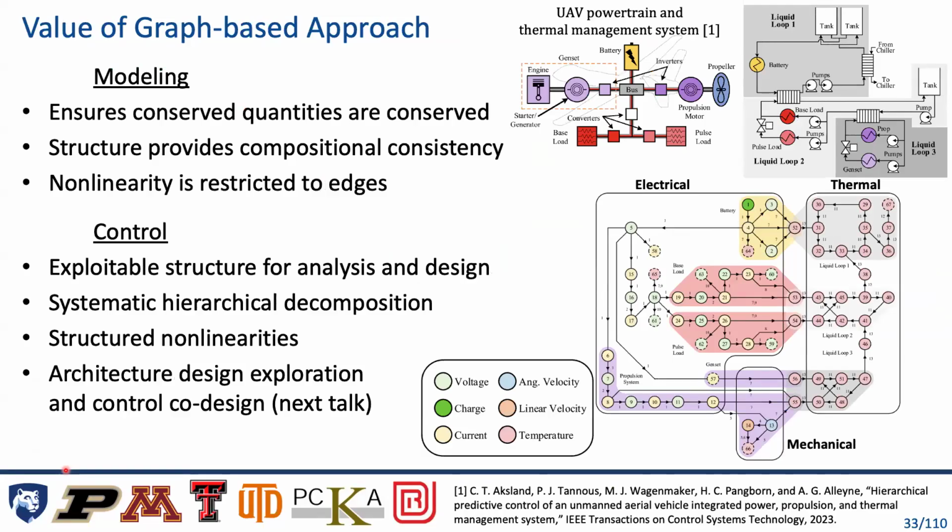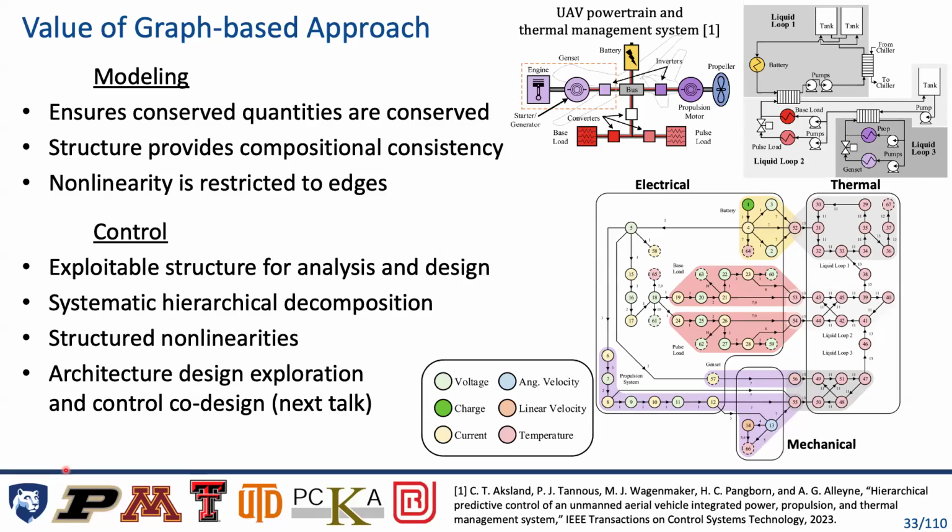So in this context, we see that there's value in graph-based modeling, both from the modeling side of things as well as the control side. I'll hopefully demonstrate some of that through this talk. From the modeling side, this first bullet seems obvious. We want a modeling strategy where conserved quantities that physics tells us should be conserved are conserved in our models.